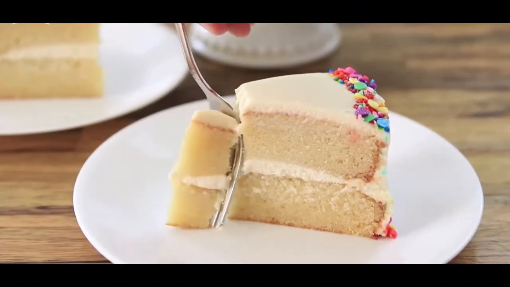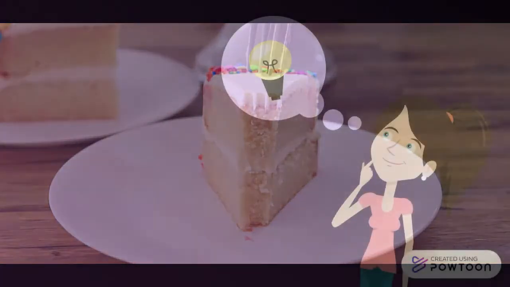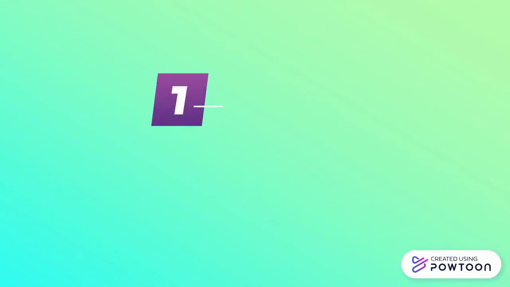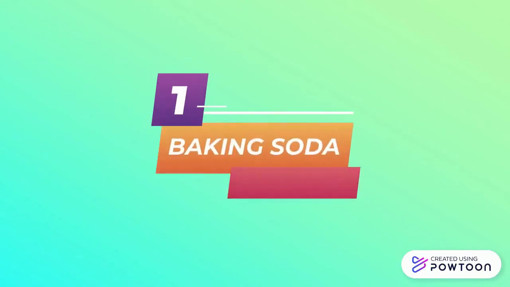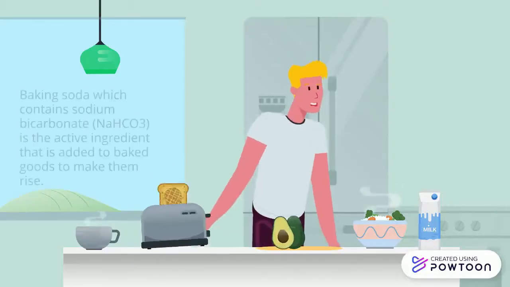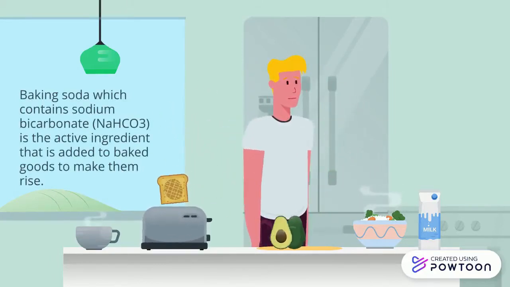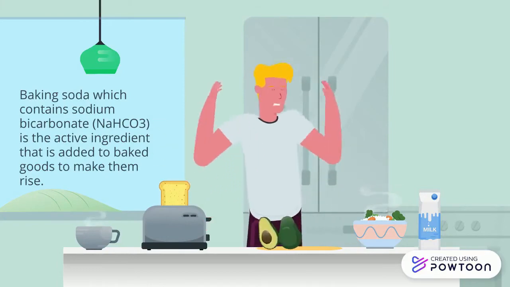Now, we are going to discuss cake baking. How do baked goods rise? First, with the aid of baking soda. Baking soda, which contains sodium bicarbonate, NaHCO3, is the active ingredient that is added to baked goods to make them rise.